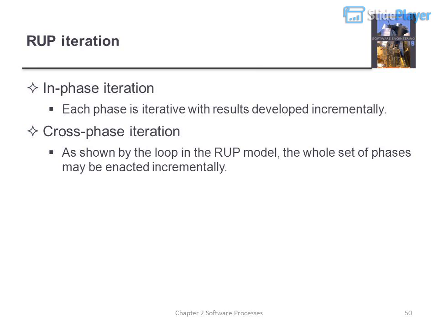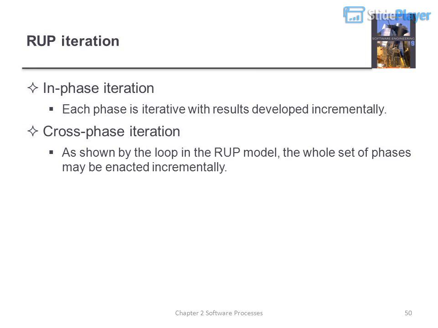RUP Iteration. In-phase iteration. Each phase is iterative with results developed incrementally. Cross-phase iteration. As shown by the loop in the RUP model, the whole set of phases may be enacted incrementally.